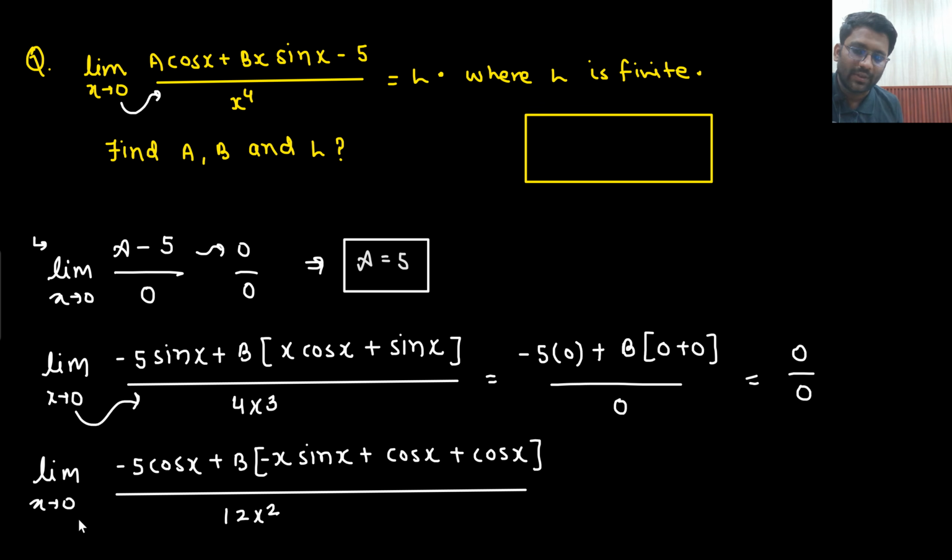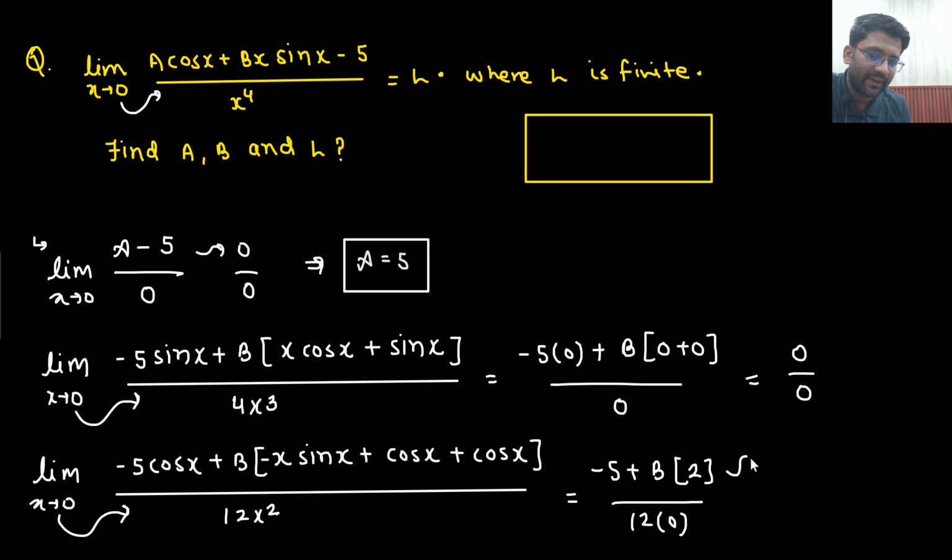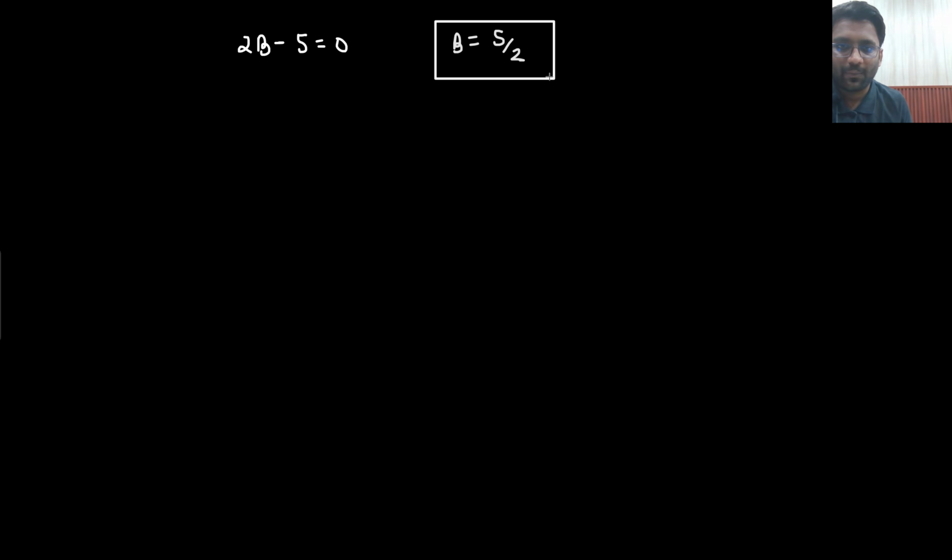That will become 12x square. Then put the limit here. So minus 5 cos 0, that would be 1, plus b, put the limit 0 and 2, and then divided by 12 into 0. Now, sir, if I need 0 by 0 form, then from here I get to know that 2b minus 5, which is the numerator, should be equated to 0. So, sir, from here the value of b I am getting as 5 by 2. So yes, sir, I have got the value of b as well.